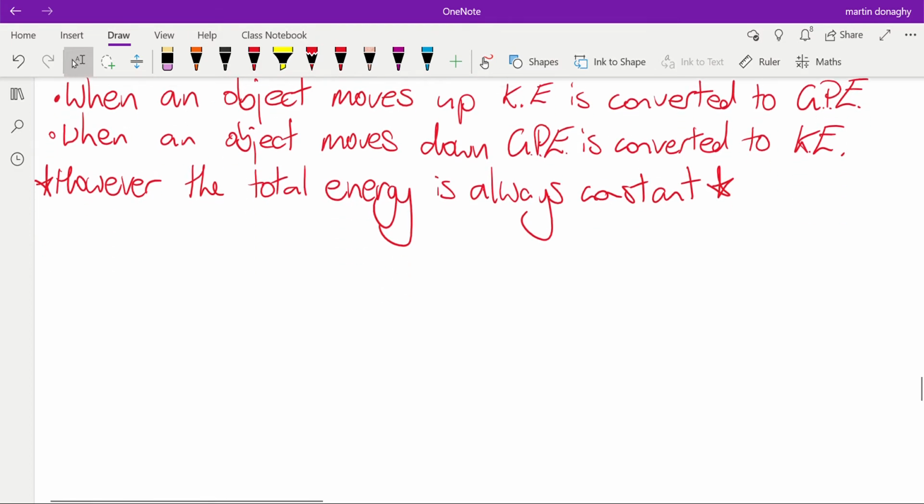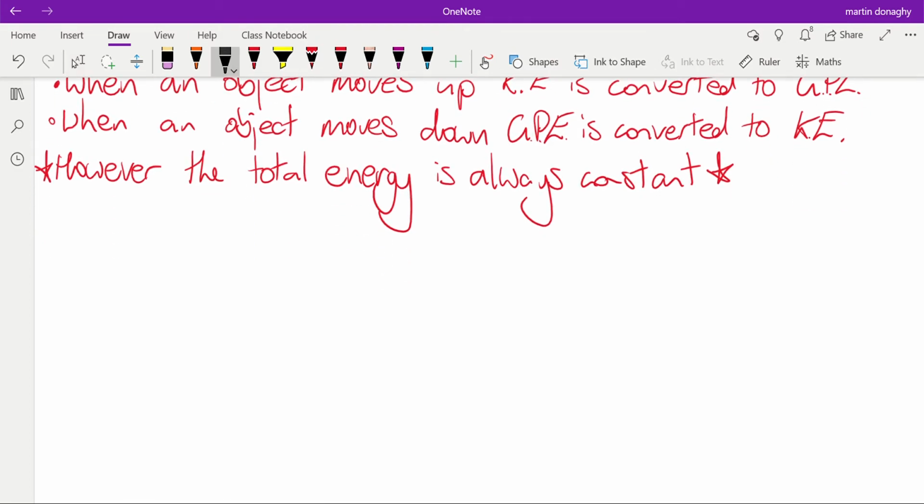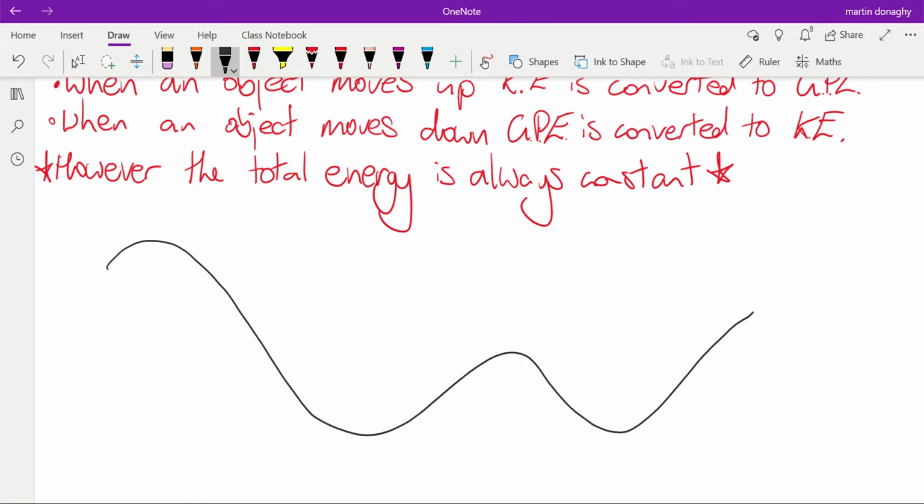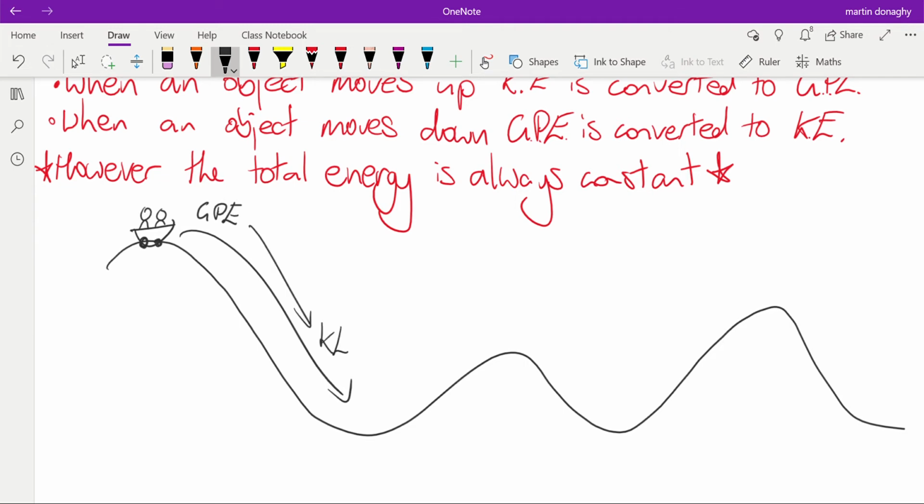So if we look at an example of a roller coaster, let's say we have a roller coaster like this, and we have a little cart with some people in it at the top. When the cart goes down this slope, at the top it has lots of gravitational potential energy because it's high up, but as it moves down that slope the height gets less, so the gravitational potential energy gets less. It must go somewhere because it can't be destroyed. So what happens is it gets converted into kinetic energy as it goes down that slope.